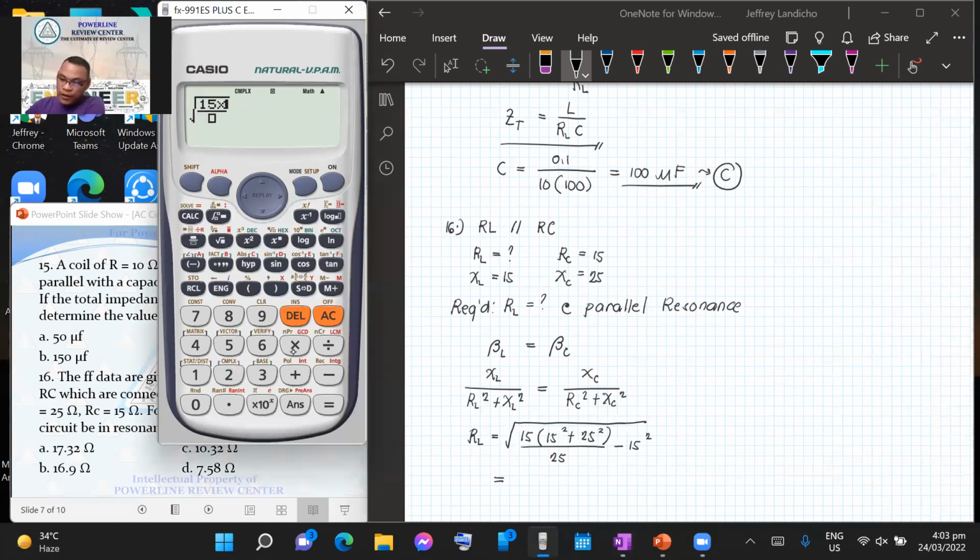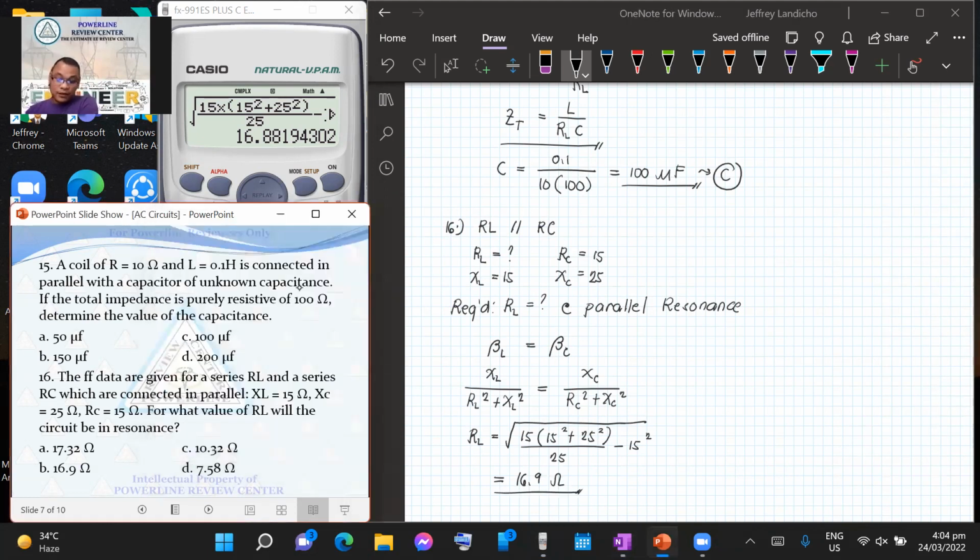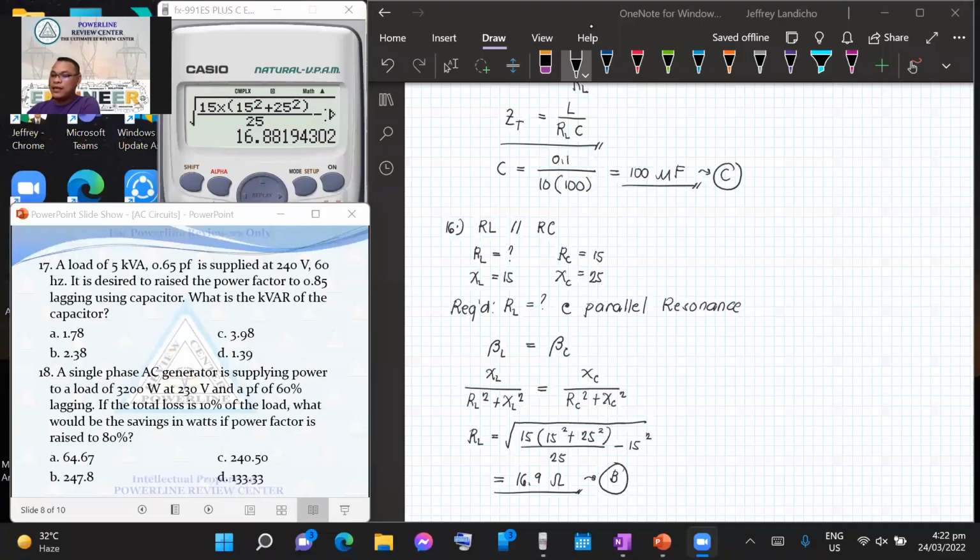Square root of 15 times 15 squared plus 25 squared divide by 25 minus 15 squared equal square root of 285 or 16.9 ohms. That should be the answer. 16.9 will do. Anong letter? We have valid. Okay po ba? Any question regarding problem number 16?